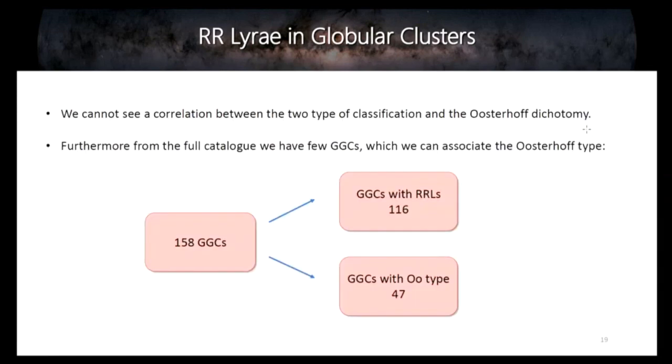So, in conclusion, about the globular clusters, we cannot see a clear correlation between the Oosterhoff type and the ancient merging. We start from 158 globular clusters, but just 47 of these have the Oosterhoff type label.